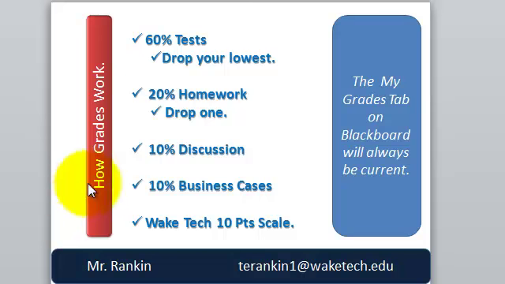So, how does this class get graded? How are the grades going to work? Well, there'll be 5 unit tests and a final, and those will count for 60% of your grade, and I do drop the lowest one. 20% is based on homework each week, 10% on the discussion board, 10% on the business cases, and we do follow the WakeTech 10-point grading scale. 90 to 100 is an A, etc. There will be a tab on Blackboard called My Grades, which will always provide you with what your current average is in the class.